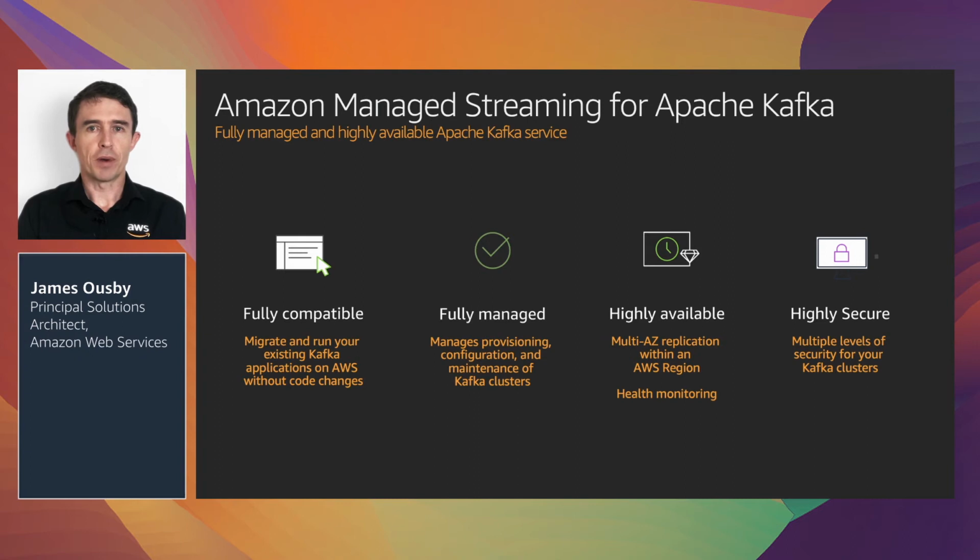So Amazon Managed Streaming for Apache Kafka is a fully managed and highly available Apache Kafka service from AWS. It's fully compatible with the Apache Kafka open source project. There's multiple versions of Apache Kafka you can run. It's fully managed. We'll provision the cluster for you, help you configure the cluster, and help you do maintenance on the cluster. It's highly available, so it runs across multiple availability zones within an AWS region. And it's highly secure, so there's multiple layers of security for locking down your Apache Kafka cluster.